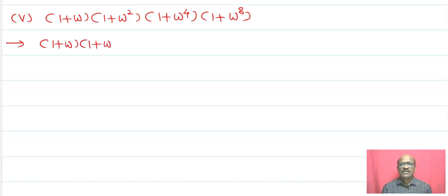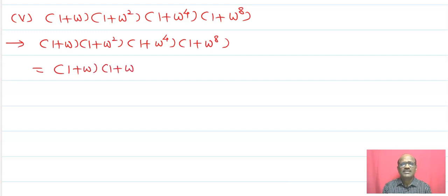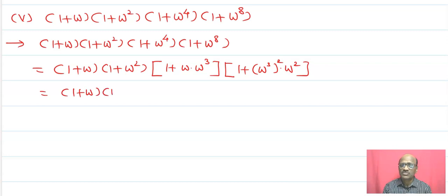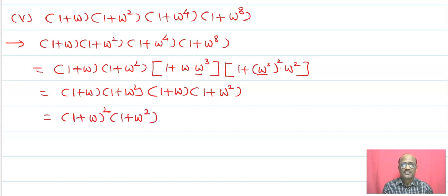Now next, 1 plus omega square, next bracket 1 plus omega raised to 4, 1 plus omega raised to 8. Again this is very easy. 1 plus omega raised to 4 can be written as omega into omega raised to 3. 1 plus omega raised to 8 can be written as omega raised to 3 bracket square into omega square. Now 1 plus omega, 1 plus omega square, 1 plus omega cube is 1 in the third bracket. In the next bracket, omega cube is again 1. Therefore, it is written as 1 plus omega square in the last bracket. Therefore, simplify this: 1 plus omega bracket square and 1 plus omega bracket square also.